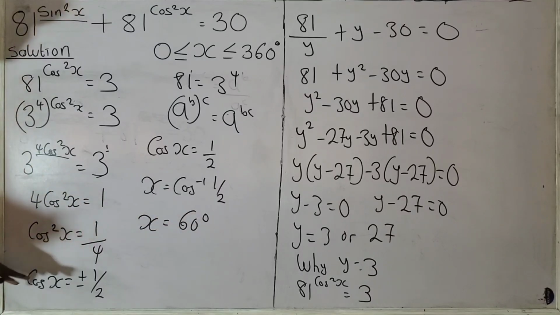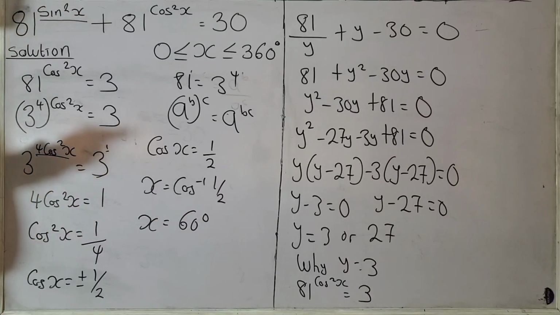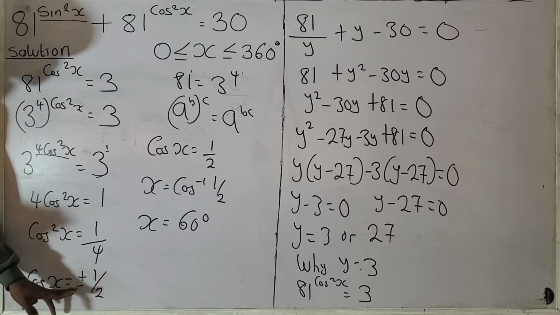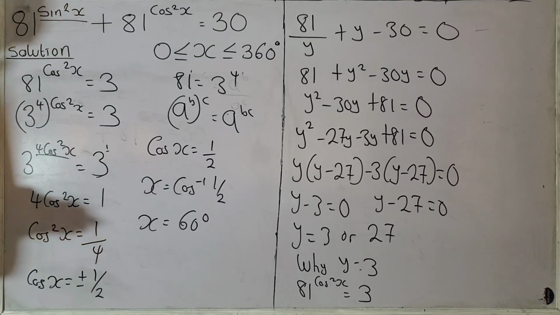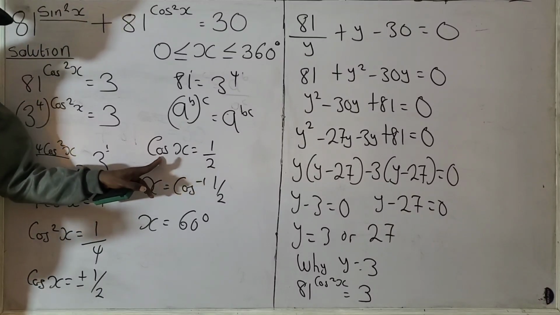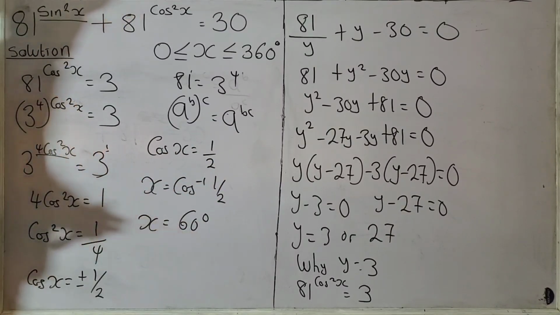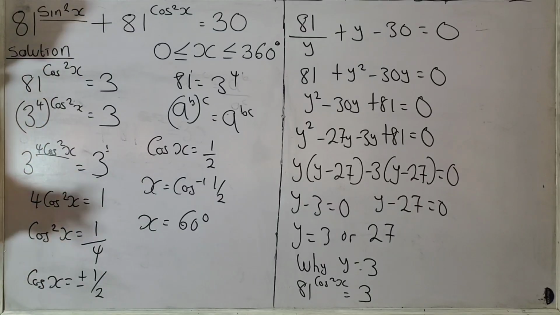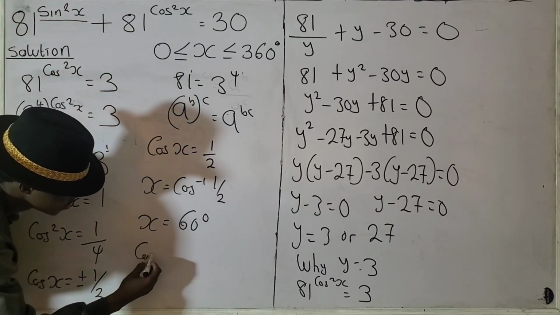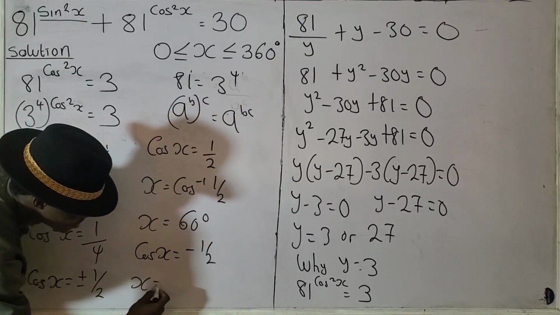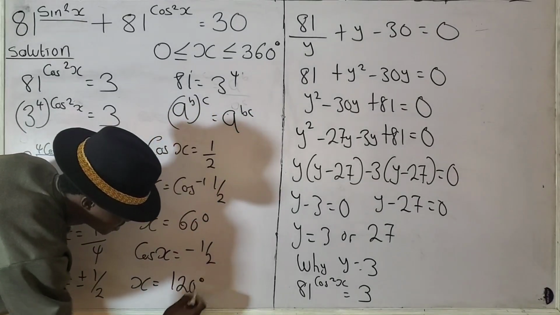Now, we need to find the corresponding values, because we have two values here, plus and minus 1 over 2. So for when cos x equals 1 over 2, we obtain the value of x as what? 60 degrees. Now, let us find the value of x for when cos x equals negative 1 over 2. x will be equal to 120 degrees.